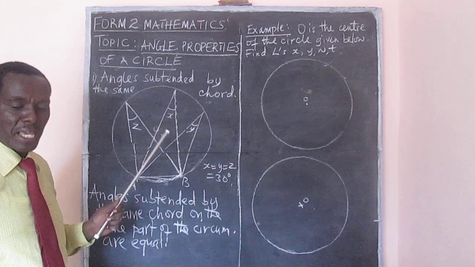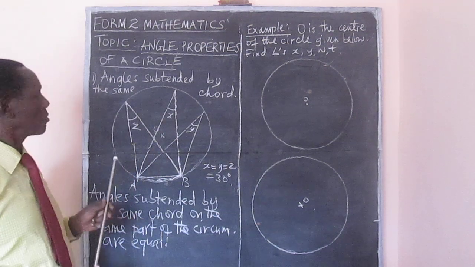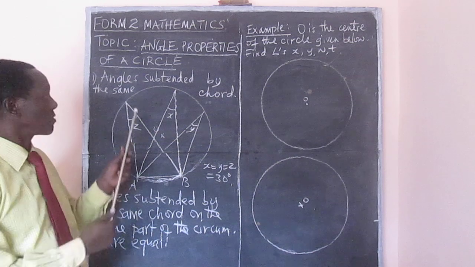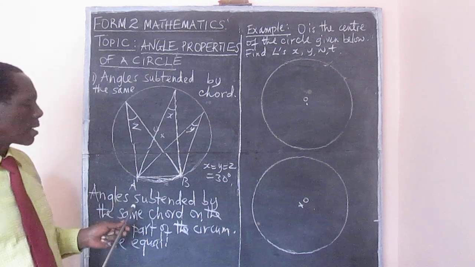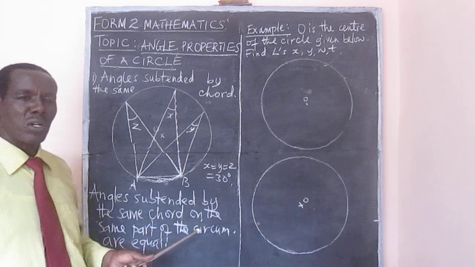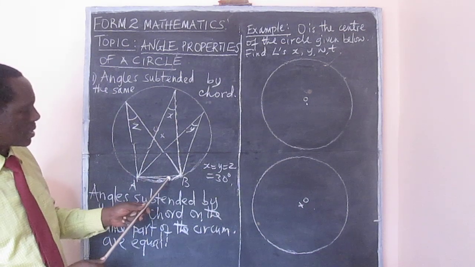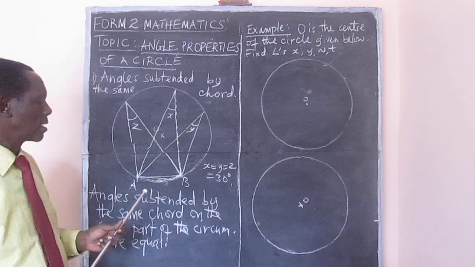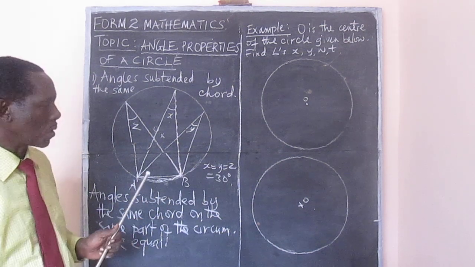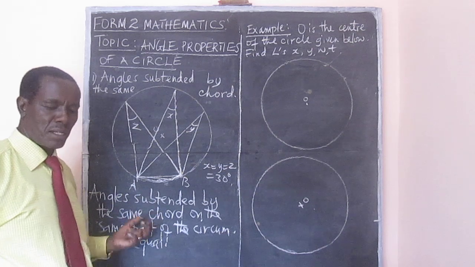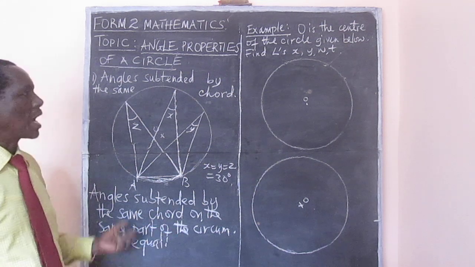You could also try the same with several other angles. So our first theorem concerning circle geometry, the angle properties of a circle, is that angles subtended by the same chord on the same part of the circumference are equal. If you also measure those that are subtended on the other side of the chord, you will also discover that although they are obtuse, they will also be equal. So the theorem is angles subtended by the same chord on the same part of the circumference are equal.